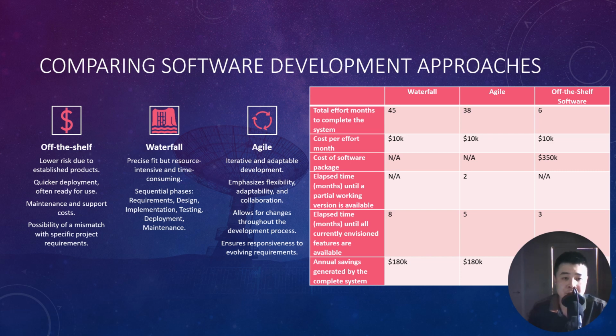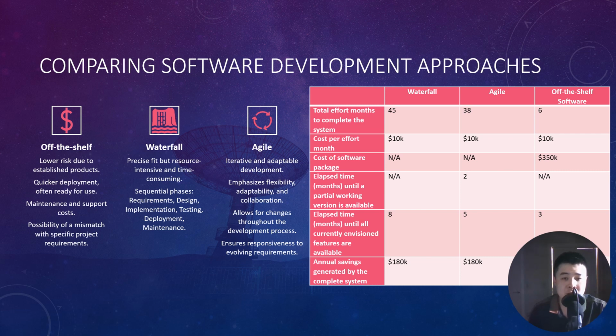The total effort months of the off-the-shelf option may require the least effort, while agile and waterfall depend on the project complexity. Cost per effort month of the off-the-shelf option may have a lower initial cost, but agile adaptability can impact the cost. Cost of software package of the off-the-shelf option has an upfront cost, while waterfall and agile involve development costs.